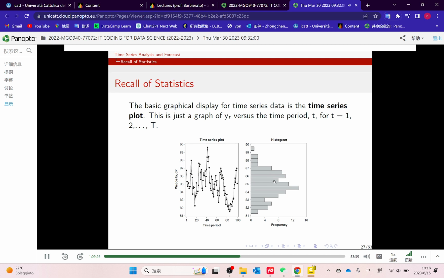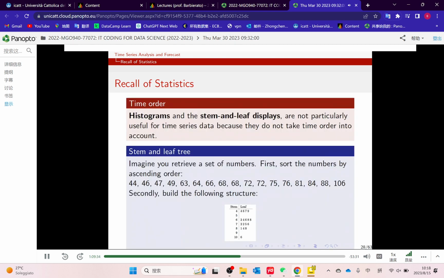Why don't we use also a histogram? You can use a histogram if you like, but this won't tell you a lot of information because in the time series, as the words say, time is crucial. And the histogram won't tell you really a lot about time. The histogram is about frequencies. This is what a histogram is about.